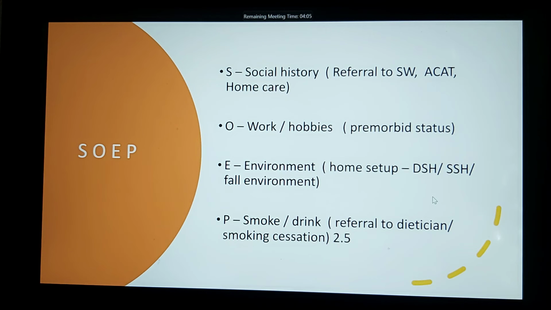Then ask about smoking and drinking, so that you can refer to the dietitian or a smoking cessation program. Quitline is the one that you can refer to. Of course, please do ask for their permission or their willingness to give up smoking or drinking. Tell them it's important to give up drinking and smoking, but it's their choice. You can't right away say, I'm now going to refer you. Ask their permission to refer to the dietitian or smoking cessation.